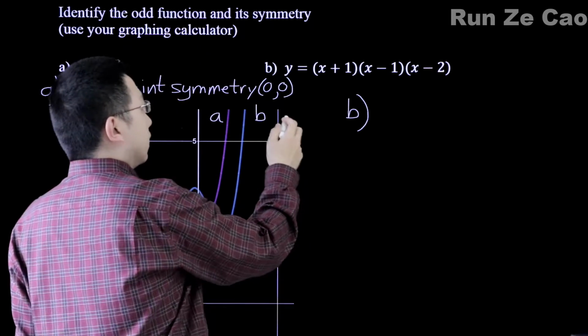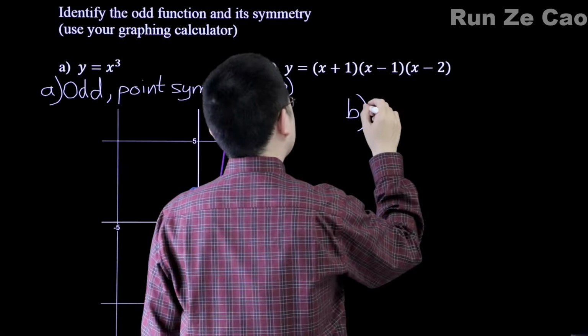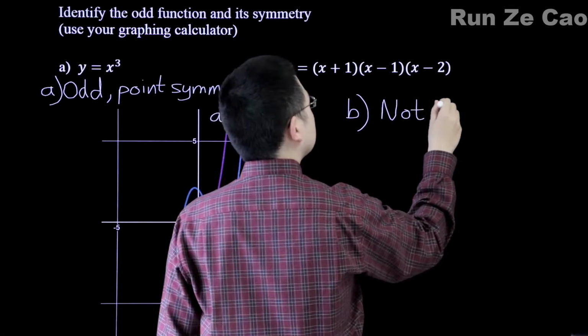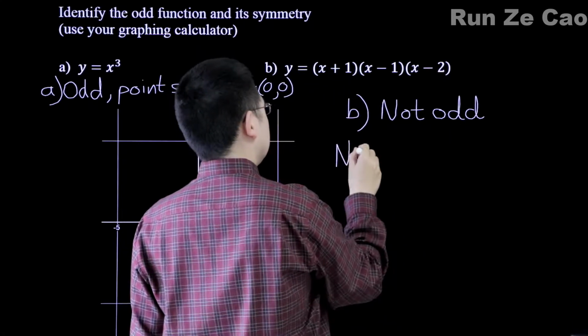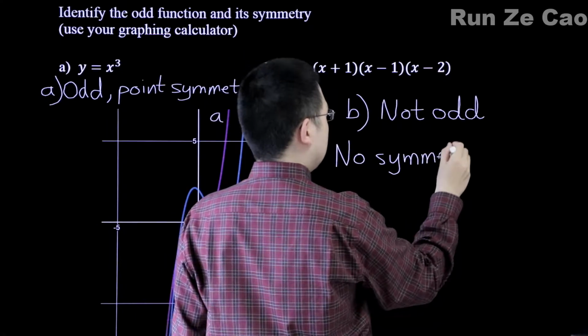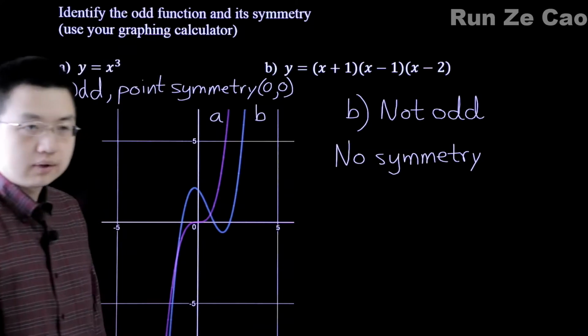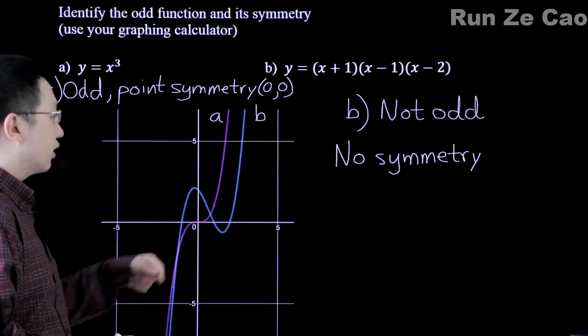So, here we have a not odd function. It's not even either. And no symmetry. We can't specify that it's no symmetry straight out because we don't know enough to say that yet. But we can say that there's no symmetry across 0, 0.